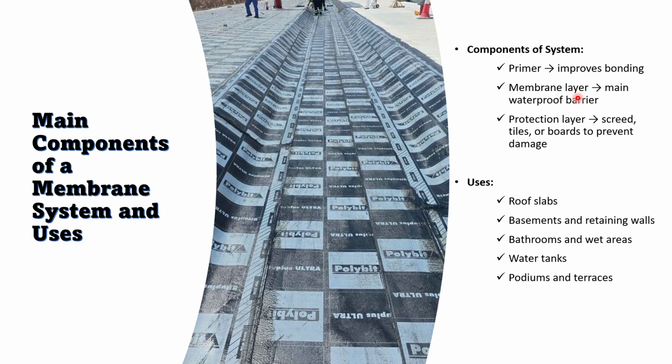Another one is the membrane layer, which is the main waterproof barrier. And the third one is the protection layer. For the protection layer, usually for horizontal areas we use a screed, and for vertical areas we use protection boards, which are also a bituminous layer. We use these waterproofing systems on roof slabs, basements and retaining walls, bathrooms and wet areas, water tanks, podiums and terraces. Almost every area we can apply this type of waterproofing, depending on our requirement.